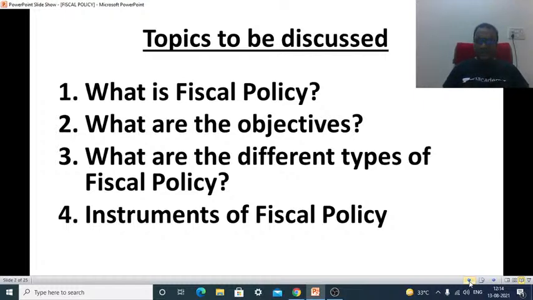Next, take the case of the disinvestment proceeds. For example, in this year's budget, the government is expected to raise almost around 1.75 lakh crores of rupees through disinvestment. Can they get the same amount of money next year by disinvesting the same shares? Obviously not. Next year they will have to disinvest from other public sector enterprises. Disinvestment proceeds.